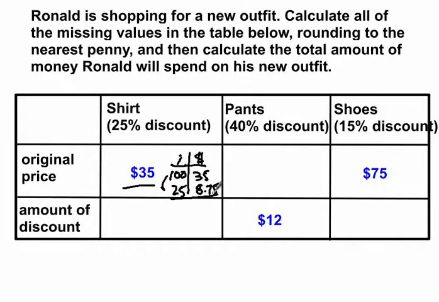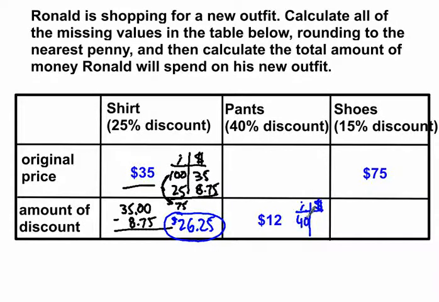Now remember, that's the discount. So in order to find out how much he's paying, we need to use subtraction. Alternatively, if he gets a 25% discount, we could think that he's paying for 75%. So we could find the price that he's paying by going from 100 to 75 or multiplying this by 3. I'm just going to use subtraction. $35 minus $8.75, and that will give us a value of $26.25. So it will cost him $26 for his shirt. His pants are 40% discount, and we know that 40% corresponds to $12.